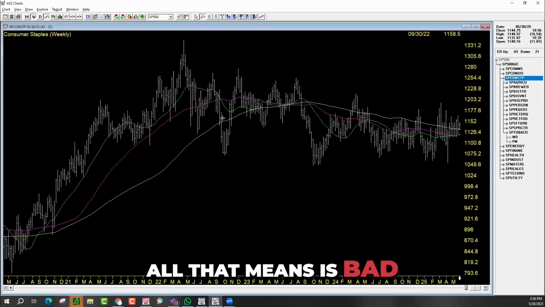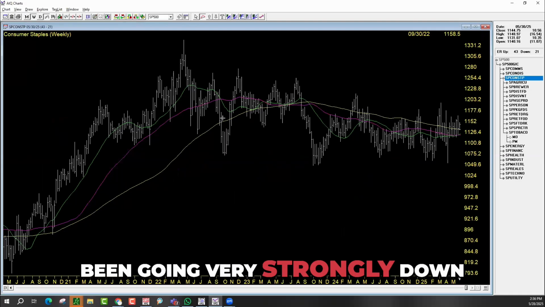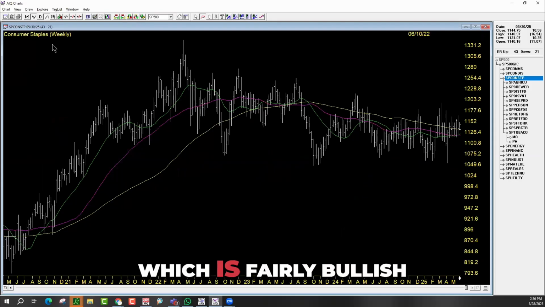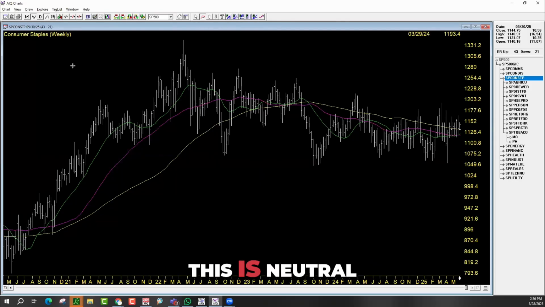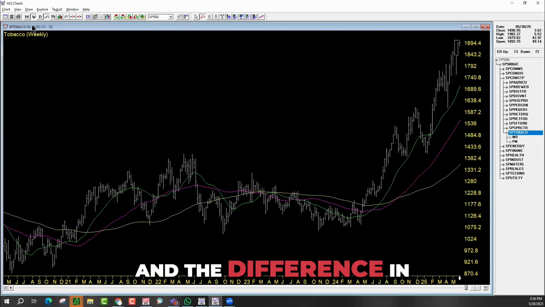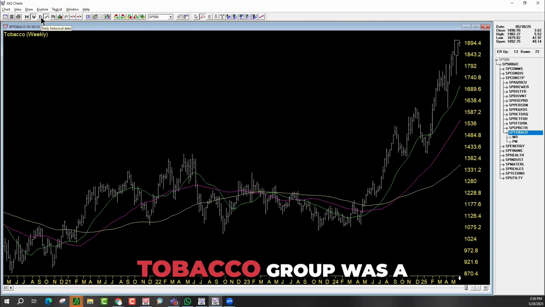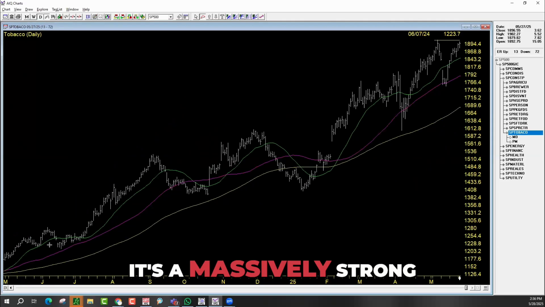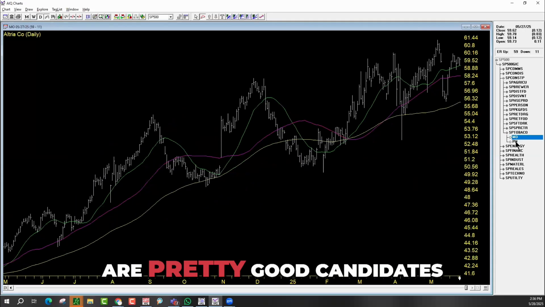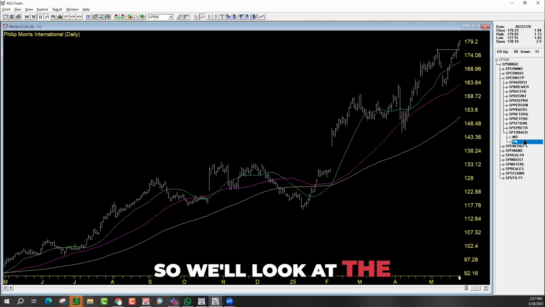What that means is it's not a bad or a good thing for us. It's not like if the sector had been going very strongly down, it's possible it might drag down the group that we just looked at, which is fairly bullish. But as it is, this is neutral, so we're okay with that. So that was that tobacco group. Look at the tobacco group, which is part of that sector, and the difference in the chart pattern, which is why that tobacco group was a very strong trend. It's a massively strong trend to the upside. So both of these stocks are pretty good candidates. We'll look at the potential with the indicators in a minute.